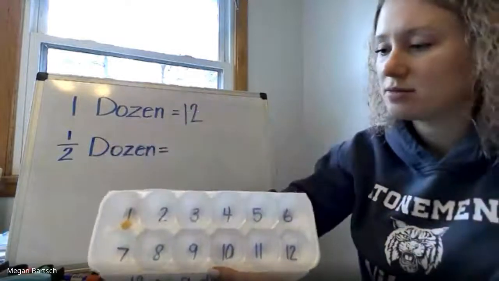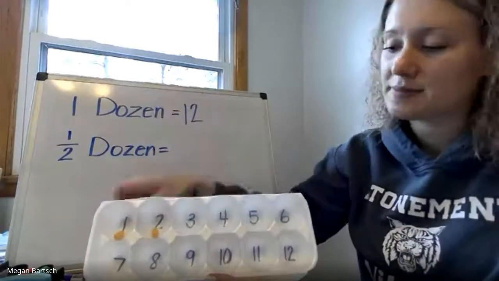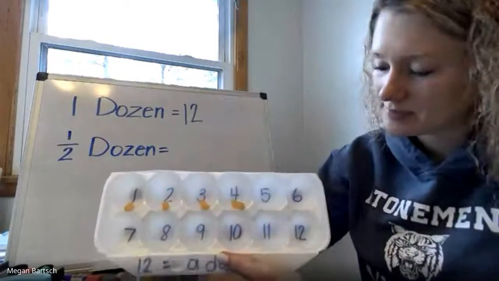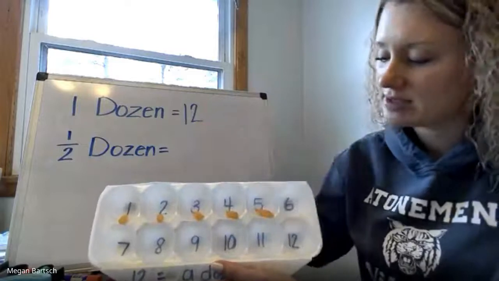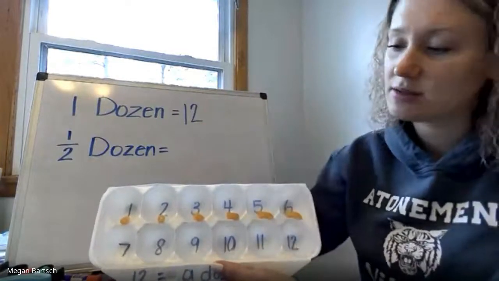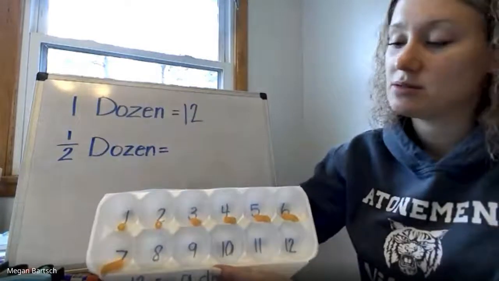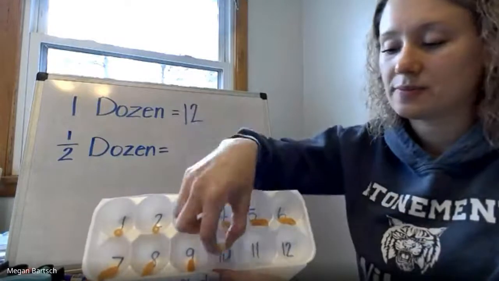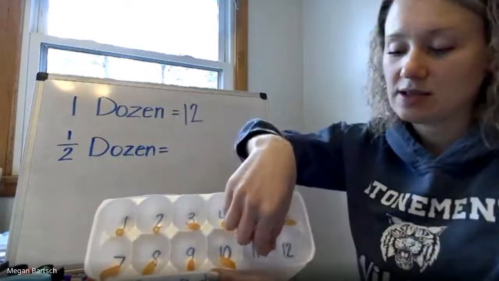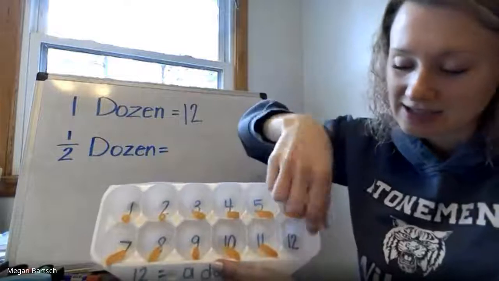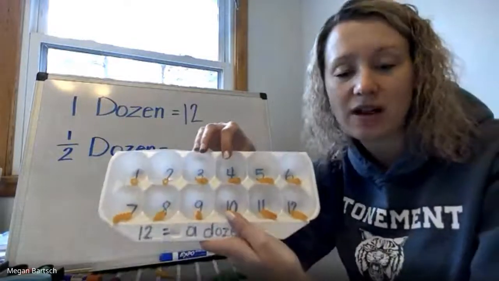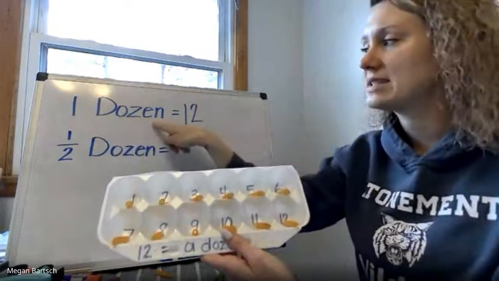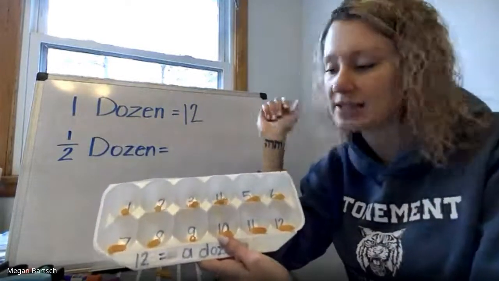So 1 egg, 2 eggs, 3 eggs, 4 eggs, 5 eggs, 6 eggs, 7 eggs, 8 eggs, 9 eggs, 10 eggs, 11 eggs, and 12 eggs. So if I have 12 eggs, I have a dozen. Say a dozen. Good. So 1 dozen eggs means that you have 12 eggs.